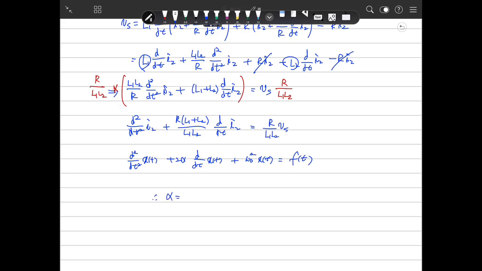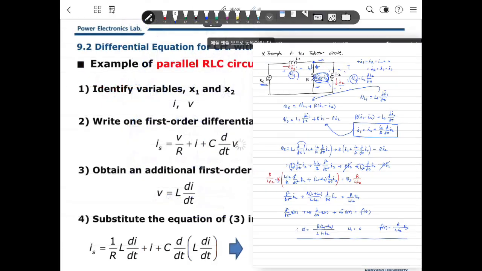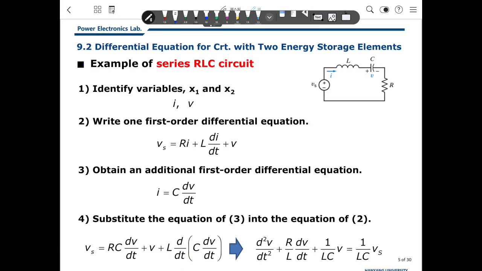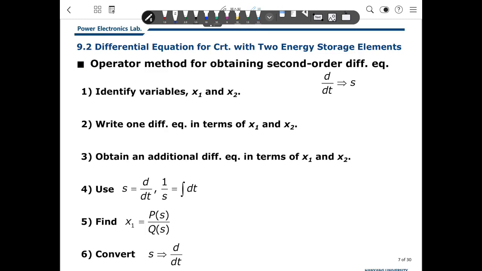So here alpha will be (L1 plus L2) R over 2 L1 L2, and omega 0 will be zero, and f(t) will be R over L1 L2 times Vs. These are the parameters to describe this second order differential equation with the general coefficients alpha, omega 0 and f(t). So this is a way to describe the general equation. So we covered the example here.